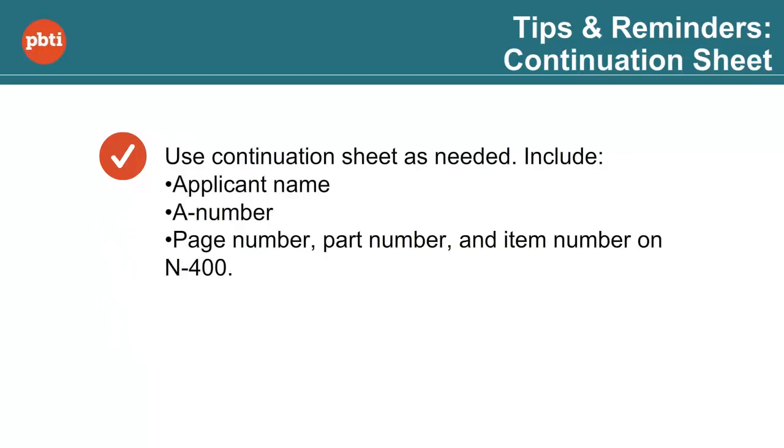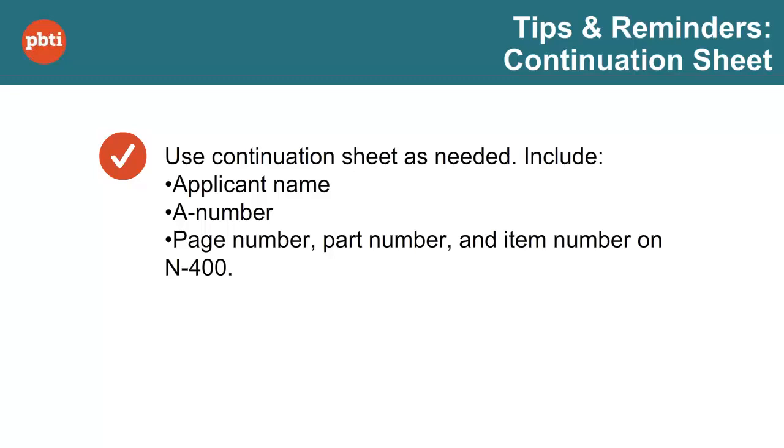Frequently, an applicant may require additional space on the N-400 for answers that do not fit on the form. For example, if they have additional residences, employers, marriages, or children, extra pages are needed. Continuation sheets refer to these extra pages that are added to the N-400.